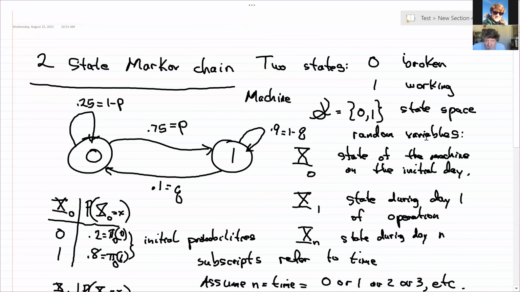Markov chain. This was a numerical example. So we got two states, 0 and 1. We have these transition probabilities, which are pictured as arrows going from one state to the next. We have a bunch of random variables that tell you where you are at points in time. So this was x0, x1, xn tells you where you are at time n or day n.